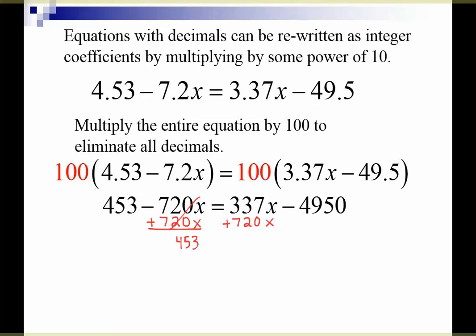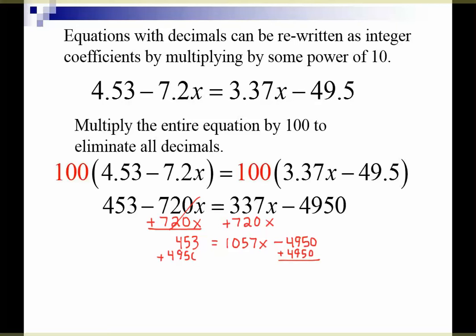453 equals, this ends up being 1057x, and don't forget about the minus 4,950. Okay, so now we're at a basic two-step equation. We got our couple, we got our loner. We want to take out the loner, so we're going to add 4,950 to both sides. Notice when we add and subtract on both sides, we kind of line it up with a similar looking term, like a like term almost.